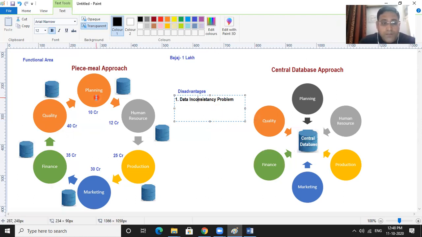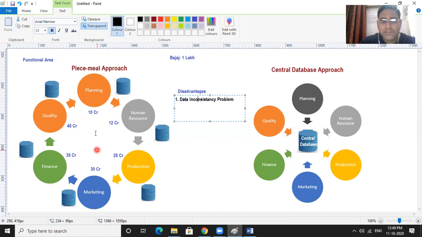Now see, प्लानिंग डिपार्टमेंट को पता है कि उन्होंने 10 करोड़ का फिगर दिया था, बट दे डोंट नो कि ये फिगर बाद में अपडेट हो चुका है और ह्यूमन रिसोर्स डिपार्टमेंट ने इसको 12 करोड़ कर दिया है. Okay, human resource department, they don't know that marketing department has updated to 30 crore. Finance department, they don't know that quality department has increased to 40 crore. So these departments don't know what data other departments are having.